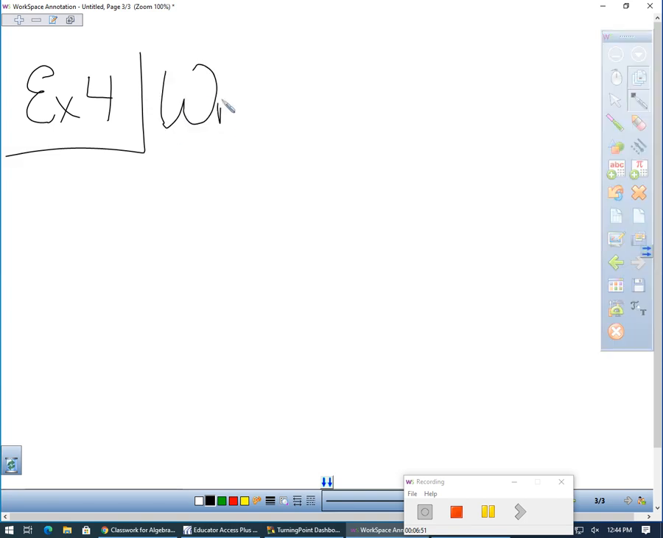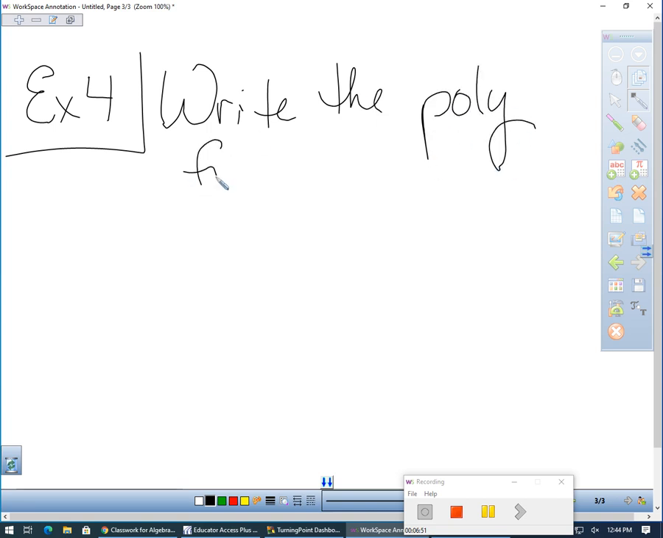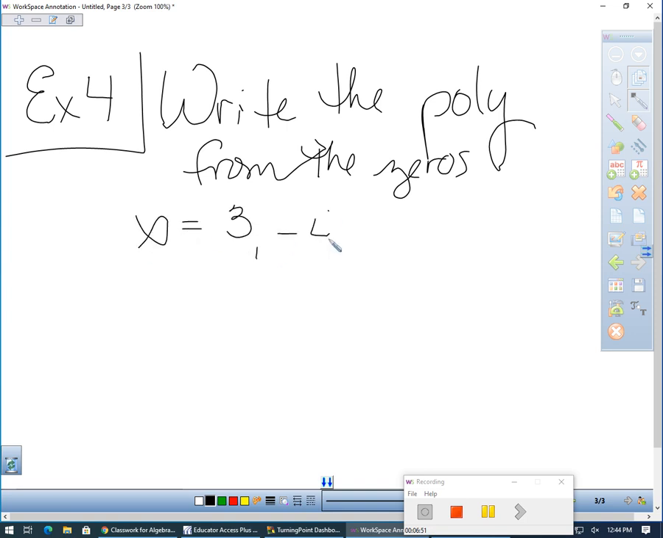This time I want you to write the polynomial from the zeros. And if I go ahead and tell you that your zeros are at x equals 3, negative 4 and 6. So first thing we need to do is take those zeros and put them back into our factors, right? So we actually have x minus 3, if it's a positive 3.